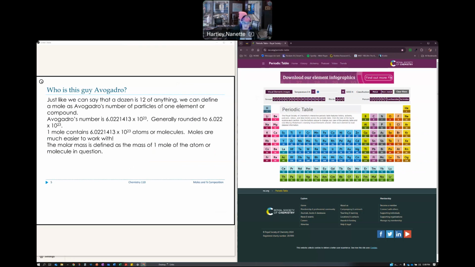Our molar mass, these numbers that we see on the periodic table. So when we deal with this number right here, 51.996 for chromium, that mass is defined as the mass that 6.0221413 times 10 to the 23rd atoms of chromium has. So it's defined as the mass of one mole of that atom. One mole of that atom is 6.0221413 times 10 to the 23rd atoms of chromium. So they're all equivalent to each other.